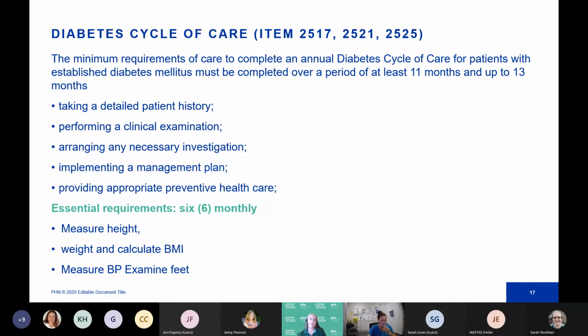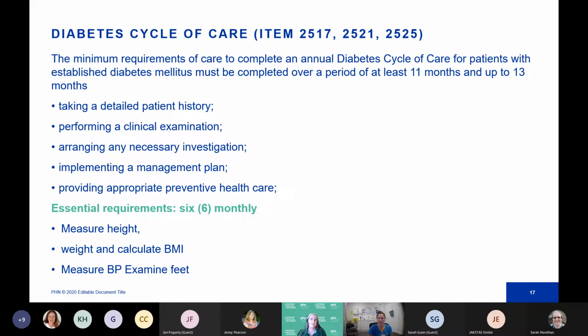The only things that you cannot claim together are a time-based consultation with a care plan, so a 721, 723, and a time-based consultation with a cycle of care. So you wouldn't claim a time-based consultation with a diabetic assessment.